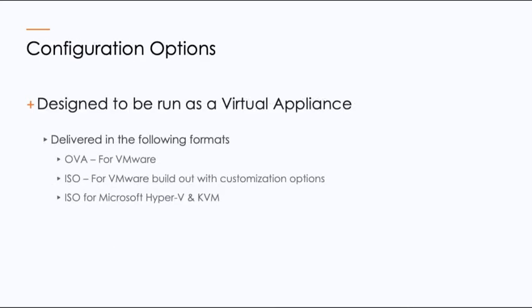Fabric Manager is designed to be run as a virtual appliance, and quite honestly, the number one appliance deployment is that via OVA for VMware. Of course, we also provide it as an ISO for VMware, so if you want to build it from scratch, you can. That allows you to do customized options for your environment. Most times, though, taking the OVA and simply tweaking the settings will do what most people need.